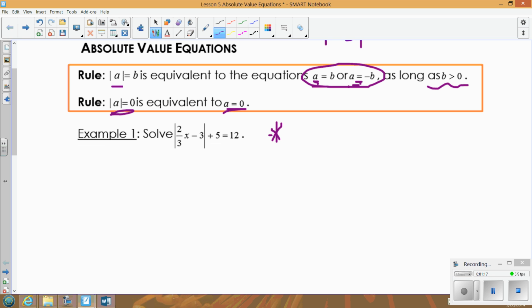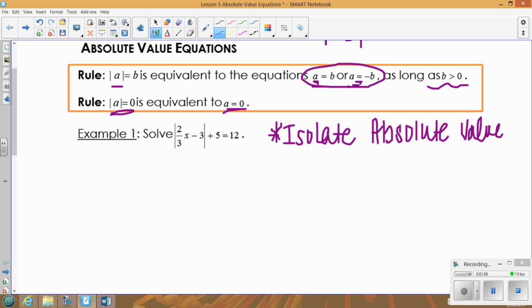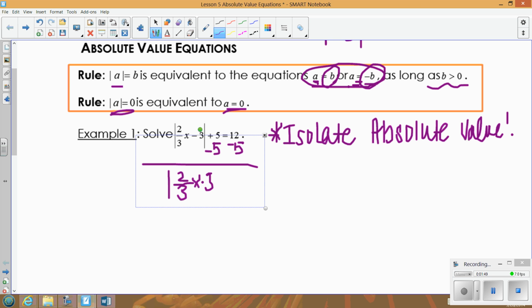When you're first looking at this, the first thing you always want to do is isolate the absolute value. The reason you need to do that is so that you can apply that first rule. Once you have the absolute value by itself, then we have two situations: the positive case and the negative case. In this case, the first thing I need to do is subtract 5 from both sides. Once I subtract 5 from both sides, I'm going to get 2/3 x minus 3, still in the absolute value bars, equals 7.